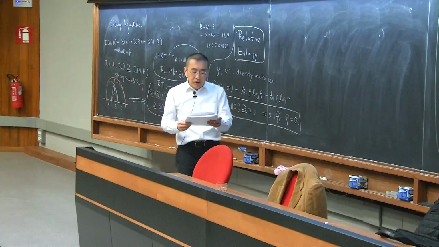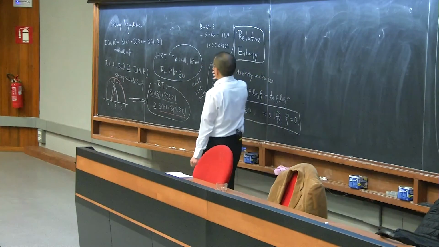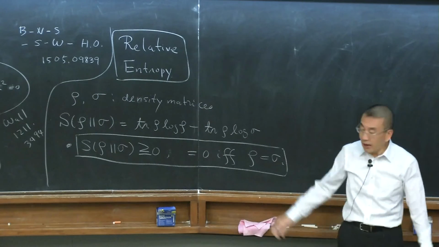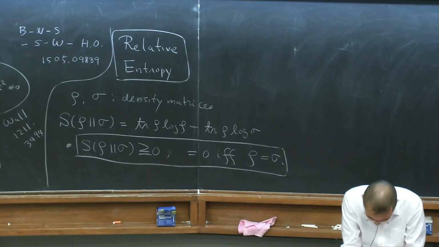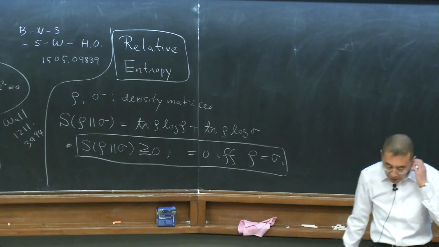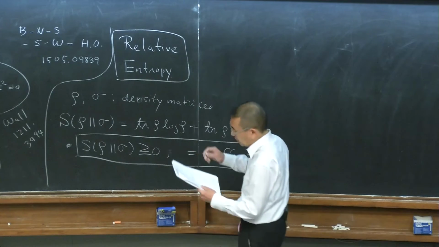And another useful thing is that for quantum field theory, the entanglement entropy requires UV regularization, whereas in this combination, they cancel. So it's actually a UV finite quantity. So it's more mathematically well-defined. And it has various inequalities. This is one of the inequalities.